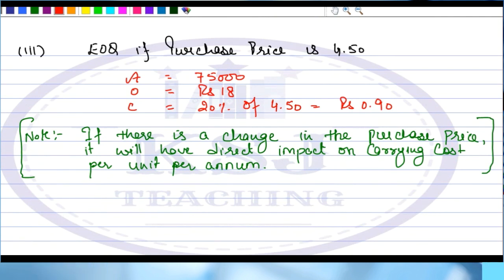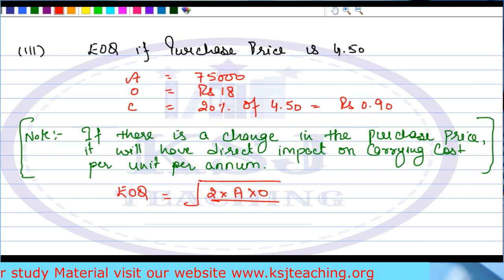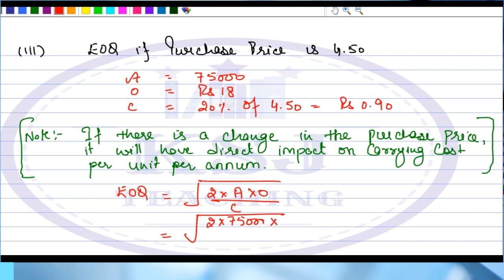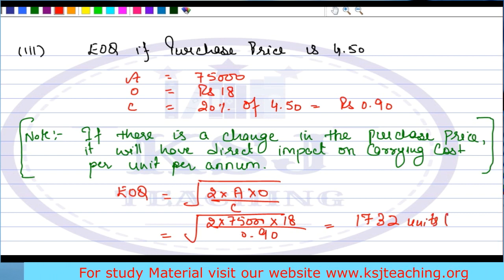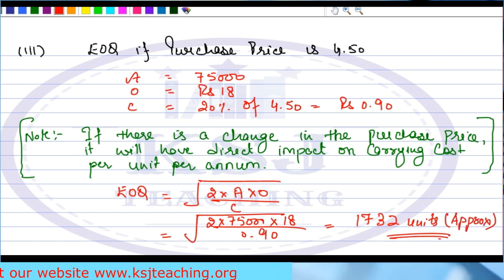Now, what he has asked for, he has asked us to calculate the EOQ. So what is EOQ, sir? Under root of 2 multiplied by A multiplied by O divided by C. So this is 2 multiplied by 75,000 multiplied by 18 divided by C, that is 0.90. So this comes to 1732 units. This is approximately, so you can round off the units.